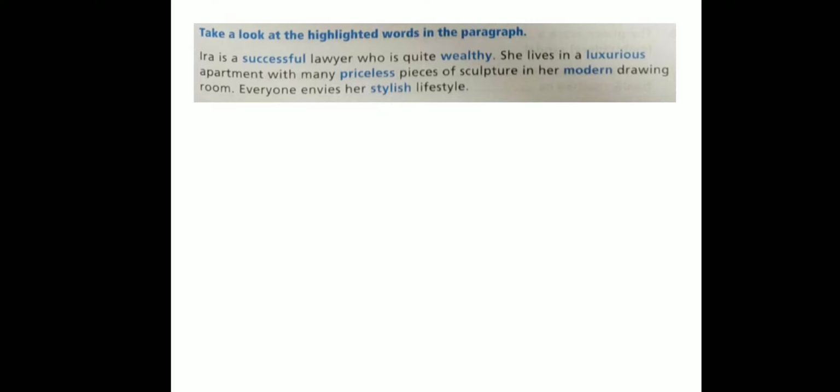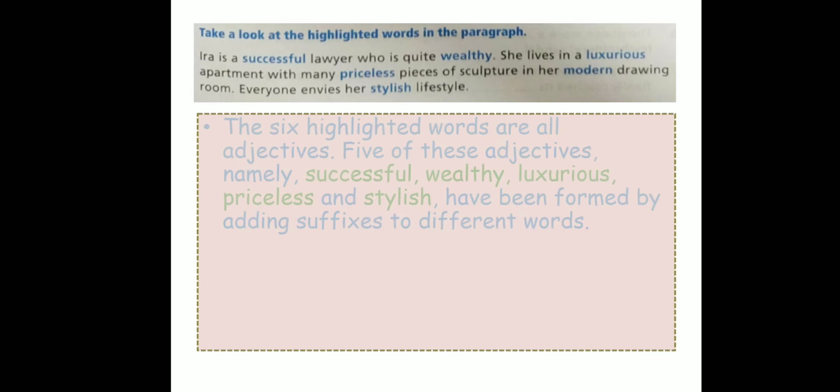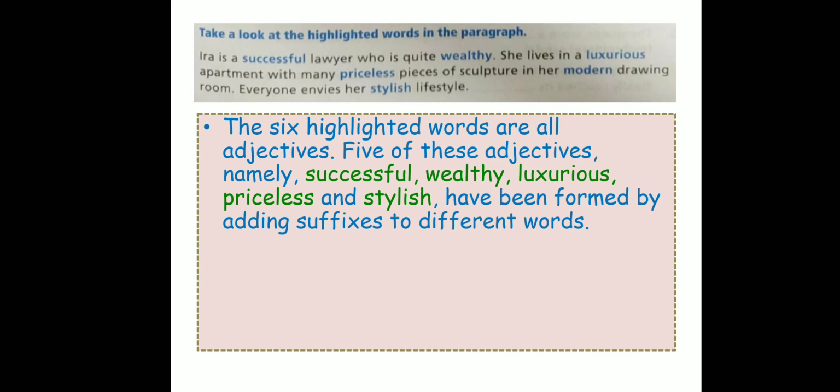Now, this paragraph is about a girl called Ira. There are some words which are describing Ira's lifestyle, her job, what kind of a lawyer is she. We will study about these words, okay? The 6 highlighted words, so the words in the blue, okay? The 6 highlighted words are all adjectives. All the 6 highlighted words in the above paragraph which I just read out, they are adjectives. You all already know that, I'm sure.